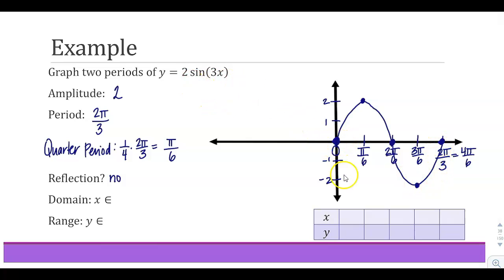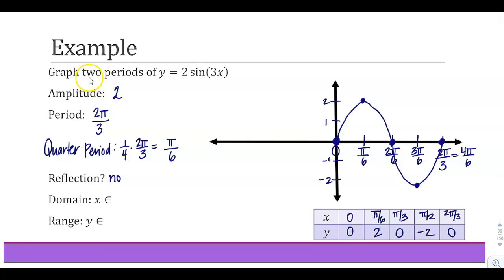So we have the coordinate point 0, 0, so the x value is 0, the y value is 0. Up here we have the point pi over 6, 2. Then 2 pi over 6, which reduces to pi over 3, 0. 3 pi over 6, that reduces to pi over 2, and we're down at negative 2 at that value. And then finally, we end up at, as we said, 2 pi over 3, 0. We end up back at 0.